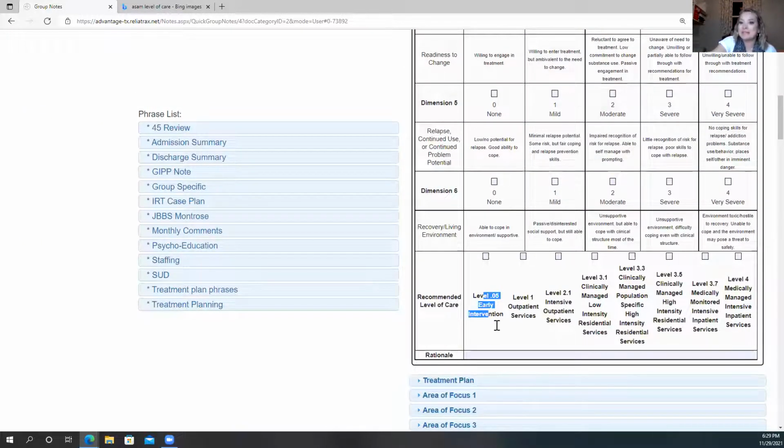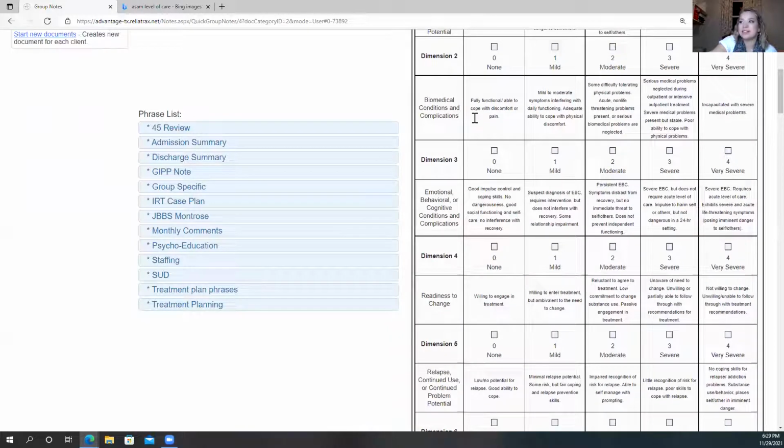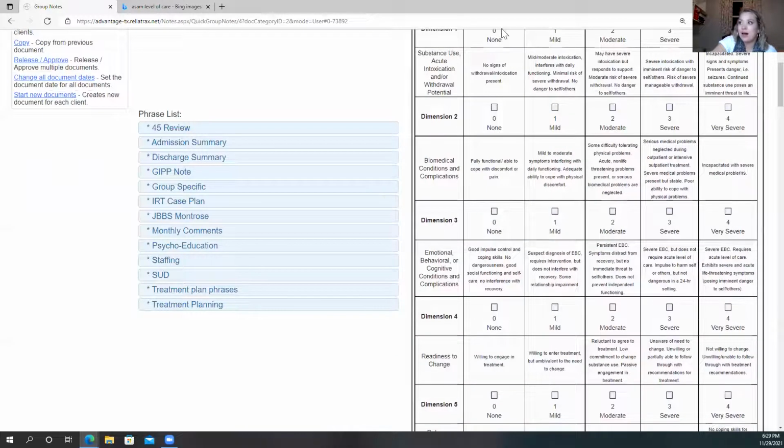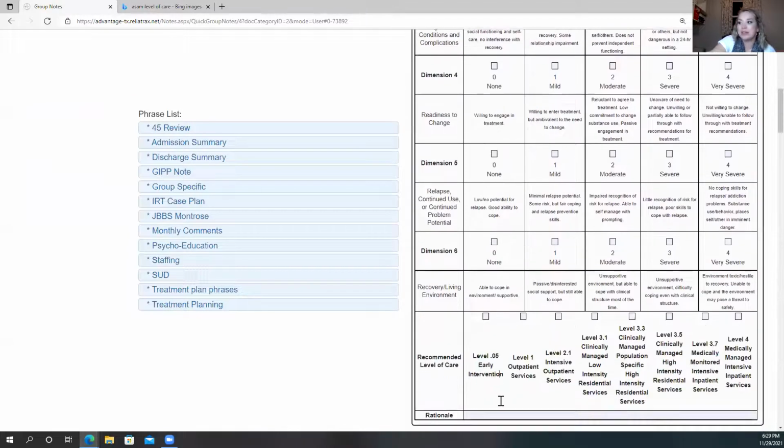Early intervention is going to be for clients who really are assessing at the none level. When I think of early intervention, I think of high schools and I think of education programs. I think of the DARE program. I think of people like us going in and saying, hey, drugs and alcohol are bad. Let's talk about how they affect your brain and how they can disrupt your life. That's early intervention. It means that at the time of our clinical assessment, our client does not have any severity in any of the 6 dimensions of care.